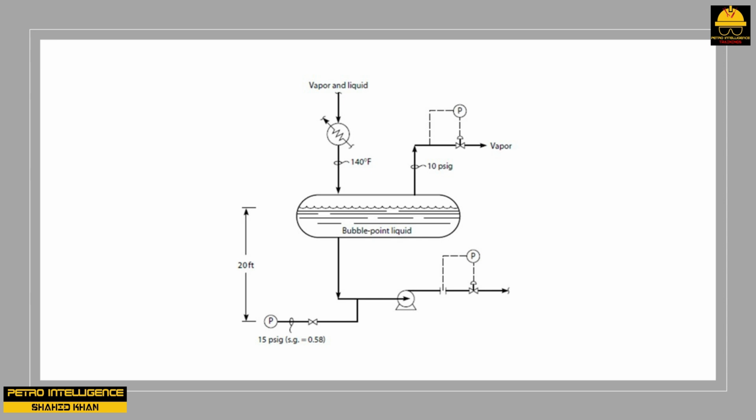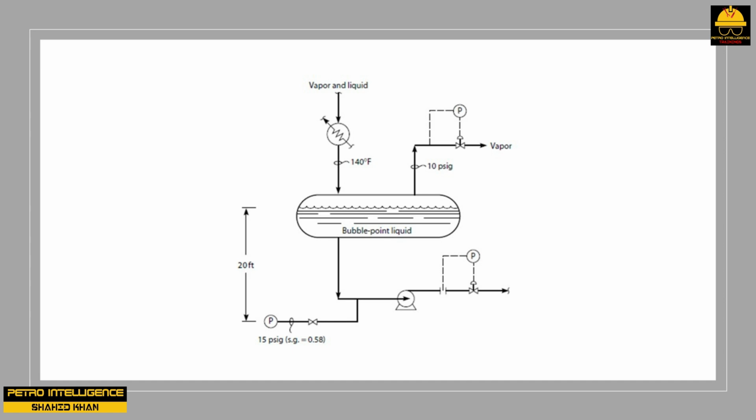Cavitation illustrated. Let us see what cavitation means in reference to the pump shown in the picture. The liquid shown in the vessel is presumed to be in equilibrium with the vapor leaving the drum. This means that the liquid is at its bubble point pressure and the vapor is at its dew point temperature. The vapor pressure of the liquid is then 24.7 psia, or 10 psig plus 14.7 psia of atmospheric pressure.